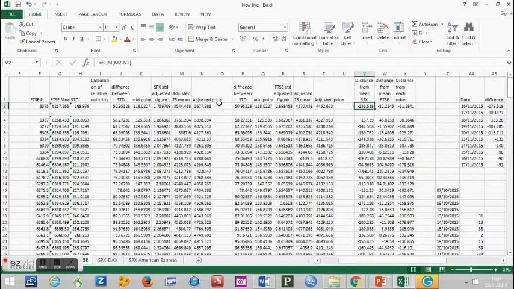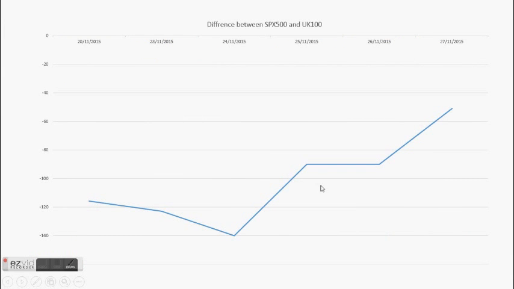We take the adjusted price away from the adjusted mean, get these 2 figures, and we take the FTSE away from the S&P 500. As you can see here, we take B2 from there. And that gives us the difference. That is pretty much this chart here. Let me just bring that chart back up. Yeah, that's how we get this chart.